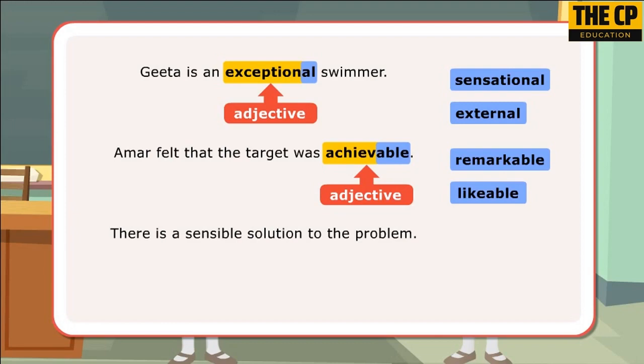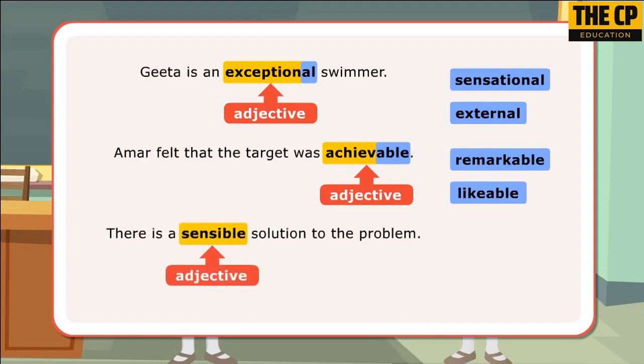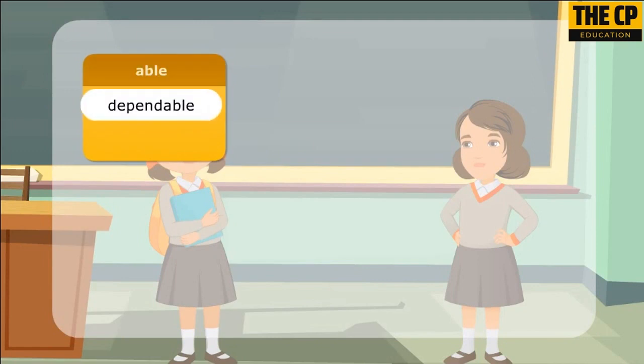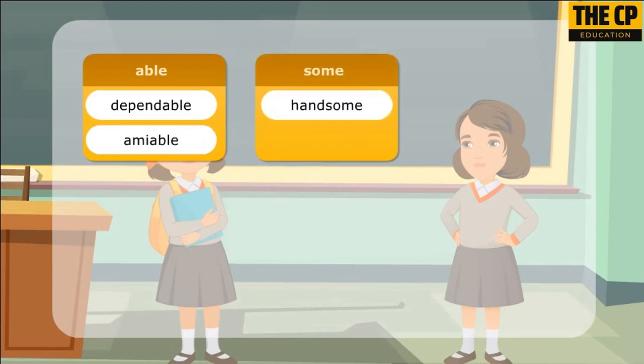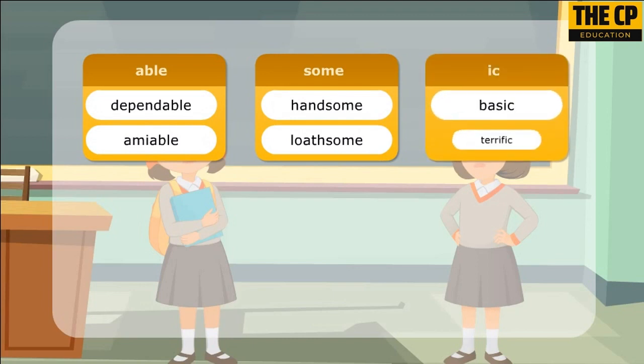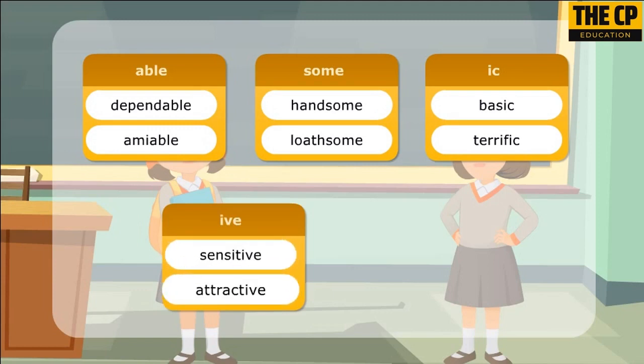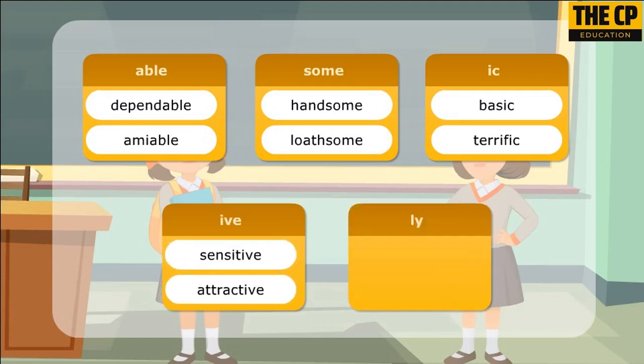In the third sentence, sensible belongs to the group of adjectives ending with ible, like edible, gullible. Here is a list of some similar adjective endings: able: dependable, amiable; some: handsome, loathsome; ic: basic, terrific; ive: sensitive, attractive; ly: lovely, friendly.